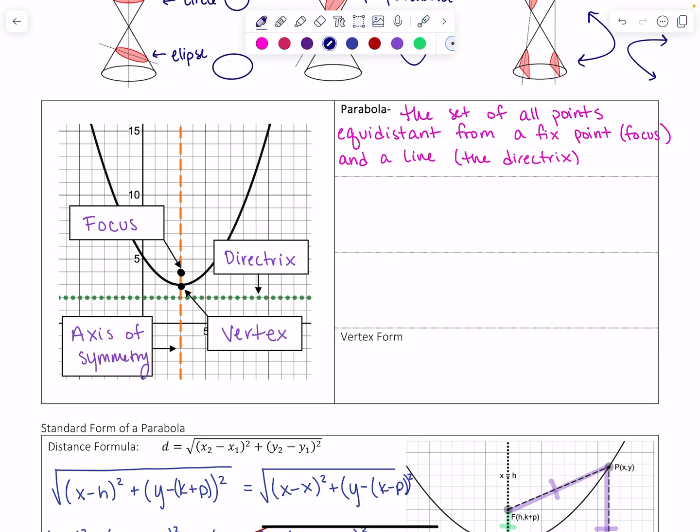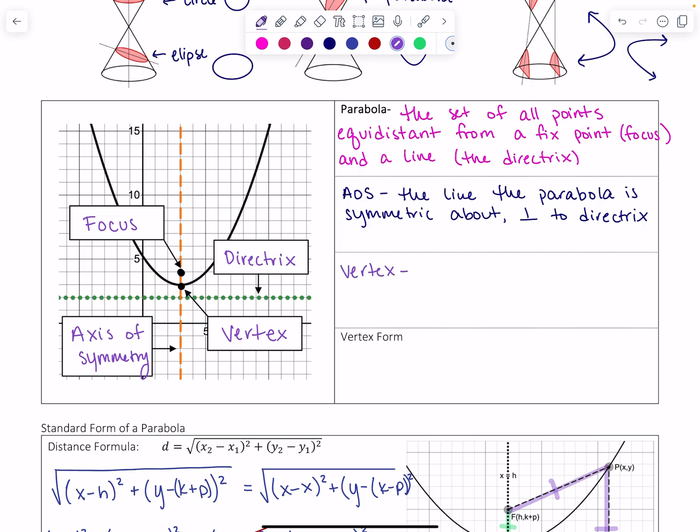Then we also have our axis of symmetry, which is the line the parabola is symmetric about. And it's going to be perpendicular to the directrix. And lastly, our vertex, which is the intersection of your axis of symmetry and the parabola.